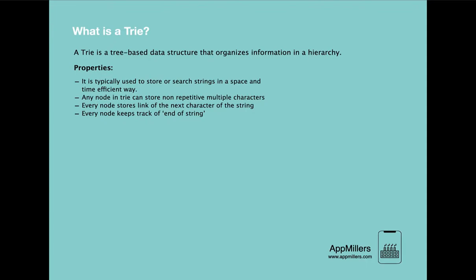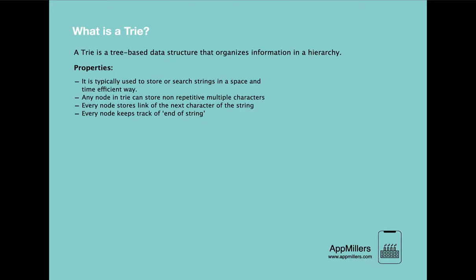So let's look at the properties of Trie. The first property is it's typically used to store or search strings in a space and time efficient way. The second property is any node in the Trie can store non-repetitive multiple characters. The third property, every node stores a link to the next character of the string. And finally, every node keeps track of the end of string. Now let's look at these properties one by one.